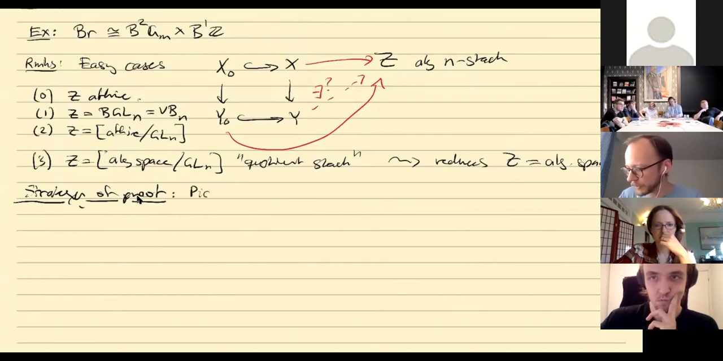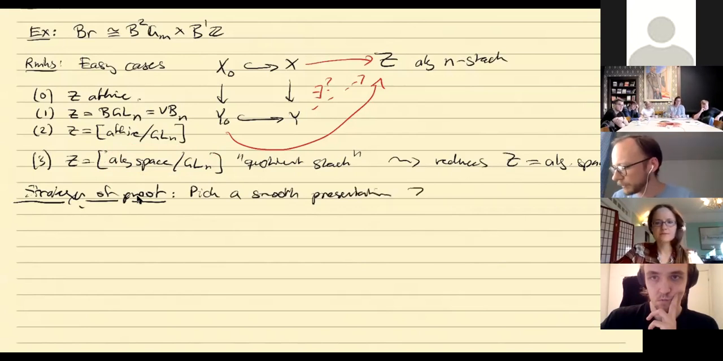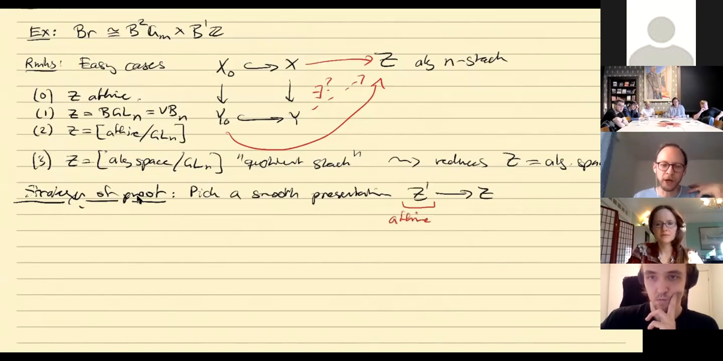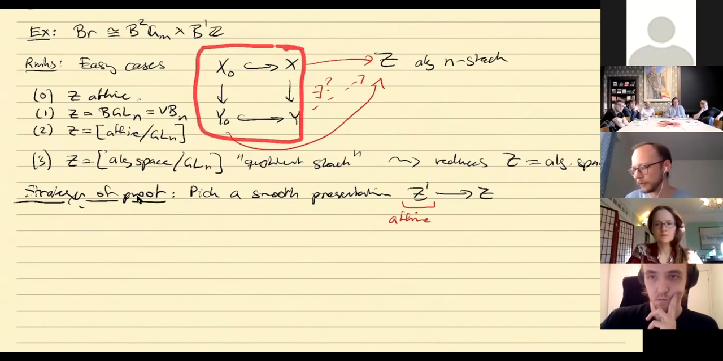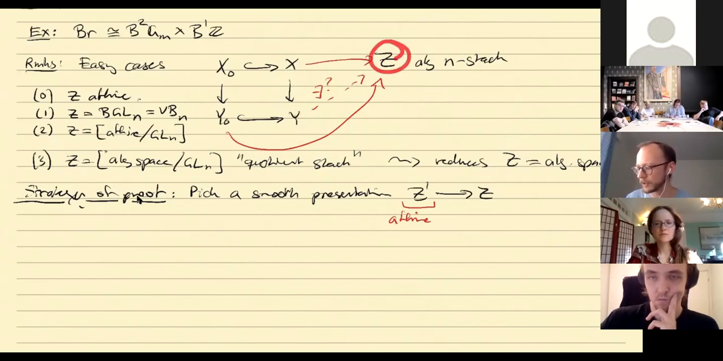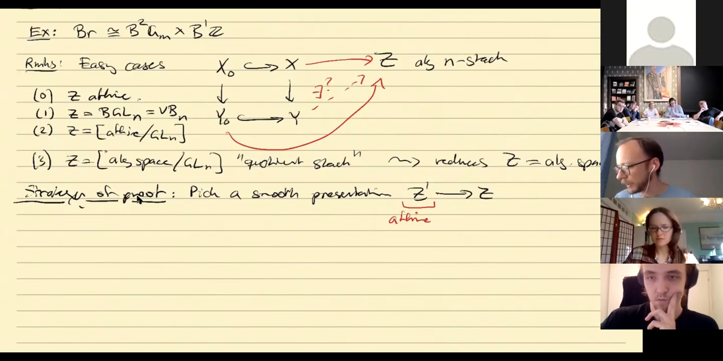So pick a smooth presentation in general. I'm going to call this Z prime to Z. And here by presentation, I'm going to choose this to be an affine scheme. So by definition, an algebraic stack admits a smooth presentation, a smooth surjective map from an affine scheme. It might be a disjoint union of affine schemes, but since I can work locally, these are all now just affine, in particular quasi-compact, so I can just take some open where it's quasi-compact, and then I can pick a single affine scheme mapping surjectively onto Z. Right. And what happens is that this is now going to be n-1 representable if it's an n stack.